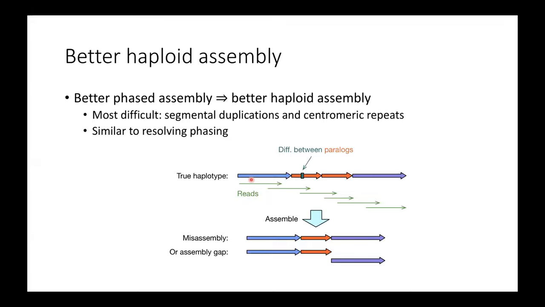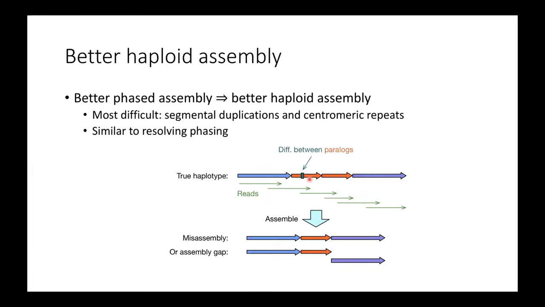And here is an example. This is a true haploid genome, not a heterozygous, not a diploid genome anymore. These long blue arrows and purple arrows are unique regions that are very easy to assemble. Then there are duplicated copies here, the repeat regions. You can see two copies here. But due to evolution, they gradually accumulate mutations, like this greenish bar. So the two copies are not identical. They are similar, but not identical, like the two haplotypes in a diploid genome.